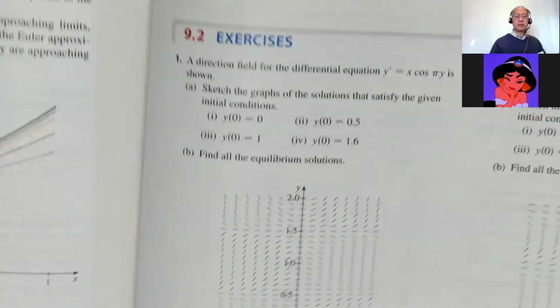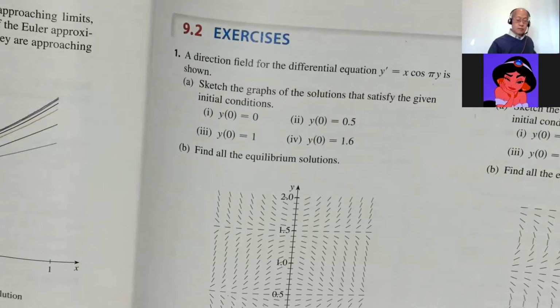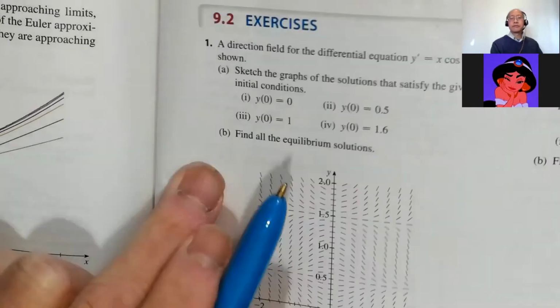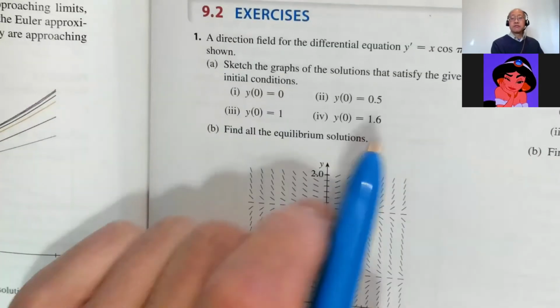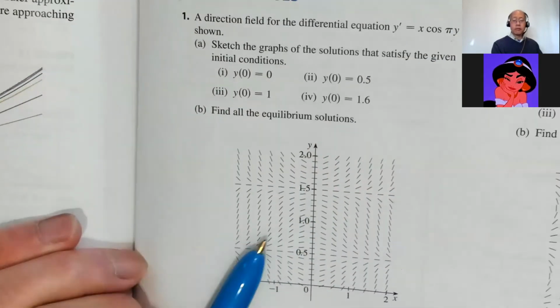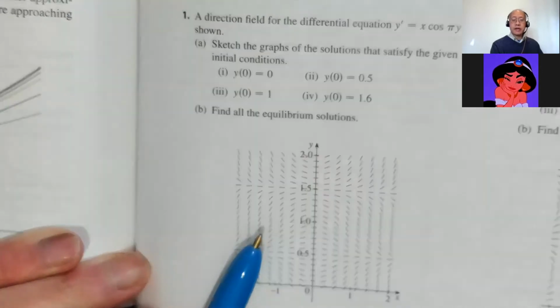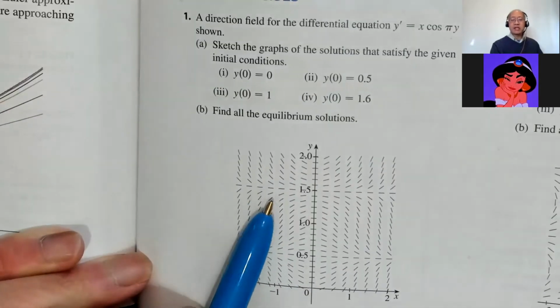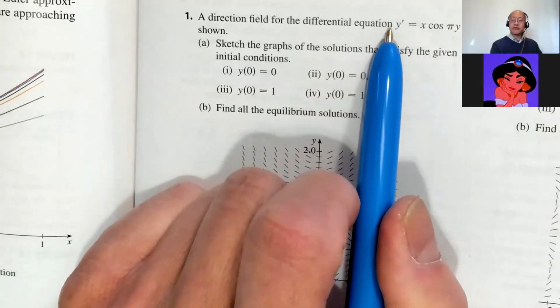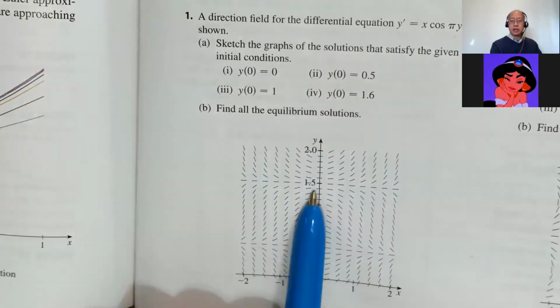So problem 1. A direction field for the differential equation y prime equals x cosine of pi y is shown. So here's a differential equation. This is a corresponding slope field. So how do you come up with that? It's basically any point in the xy plane you plug in and come up with y prime. I'll show you how to do that. In fact, you're actually going to make some of these.